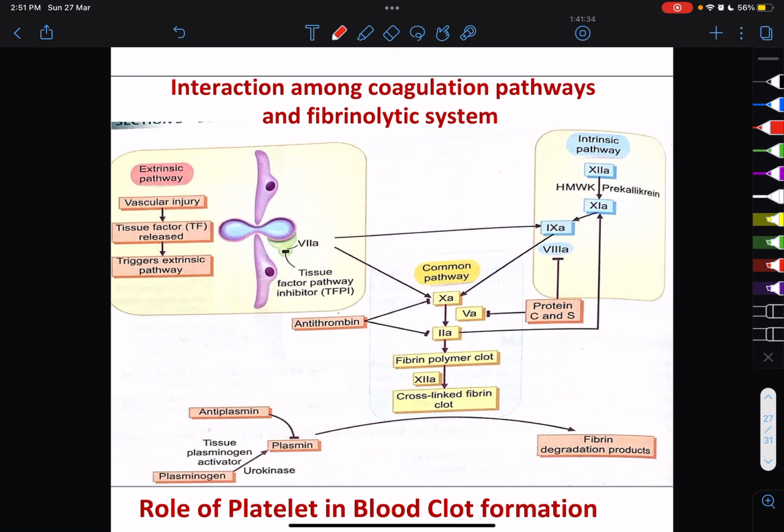Okay? Yes? Sir, what is the fate of the fibrin split products? Will they get reabsorbed? Yes. Look, fibrin is coming from fibrinogen. Fibrinogen is a protein. Protein is made up of amino acids. So fibrin degradation products are further broken down into amino acids and they are reused in the body. Khalas.